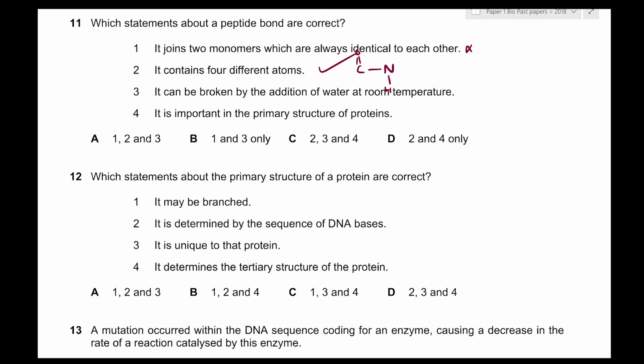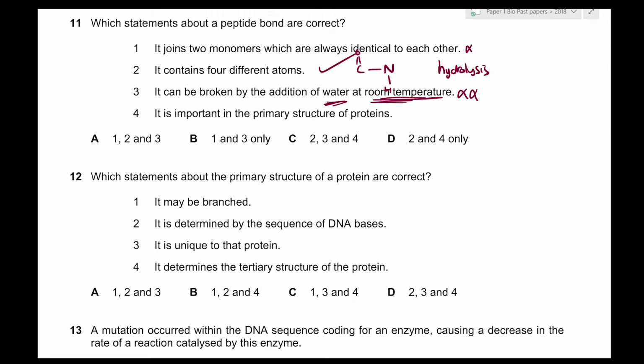3. It can be broken by addition of water at room temperature. Now, peptide bonds could be broken by the addition of water in a hydrolysis reaction. This could potentially break the peptide bond. However, here it says at room temperature. We all know that the peptide bond is actually a very strong covalent bond, therefore it requires a very large amount of energy to break the peptide bond by addition of water. Therefore, room temperature is never enough to break the peptide bond.